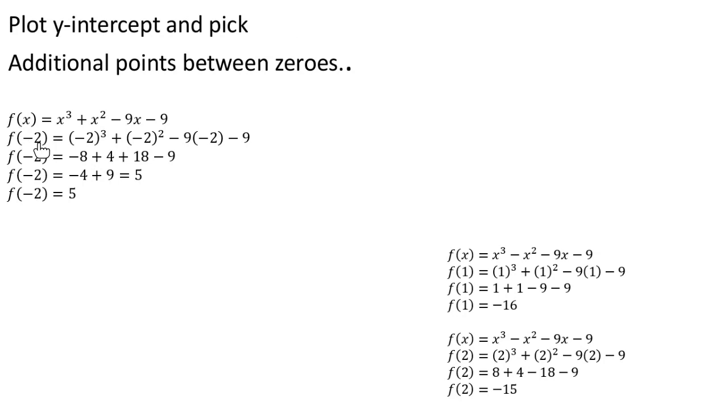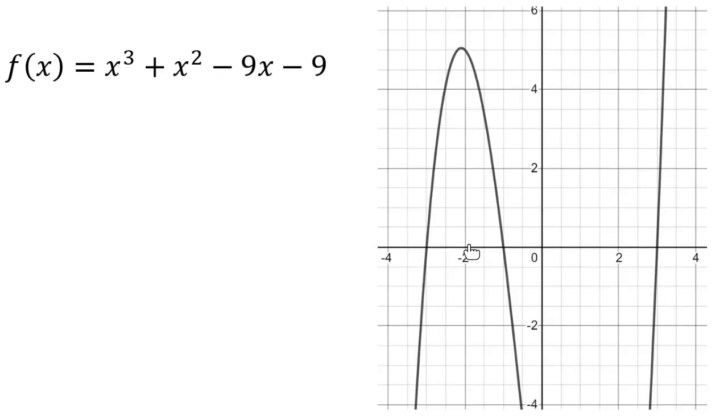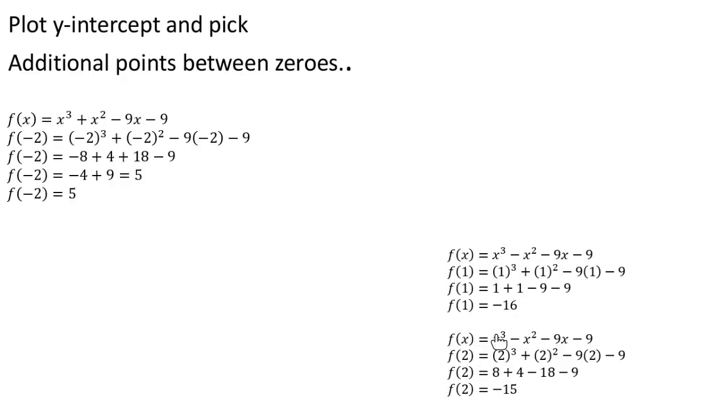So here I picked -2, and when we plug in -2 for all our x's, we get 5, okay? And then we also picked 1, so when you plug in the 1, we get -16, and then we did 2, so when you plug in the 2, you're going to get -15. And so for -2, we get a 5, so let's look at that in the graph. So -2, we get the 5, which is up here. And then for 1, we get -16.